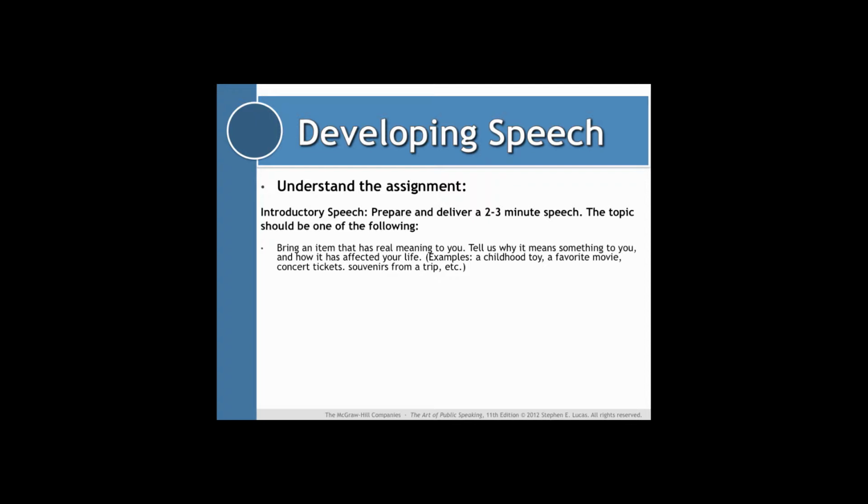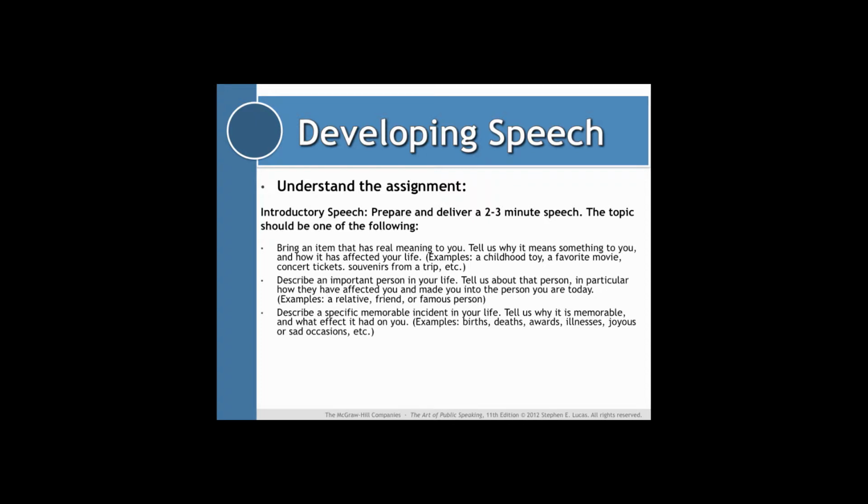You can bring an item that has meaning in your life and tell us about it. You can describe an important person in your life and tell us how they have affected you. Or you can talk about a memorable incident in your life and the impact it has had on you. Pick only one of these things and organize your thoughts so that you can explain it to us in a clear and interesting way. If it's something amusing, by all means use words and body language to point out the humor in it. If it's something dramatic, use your creativity to really bring that out as well. It's completely up to you, but you need to remember to organize it correctly.